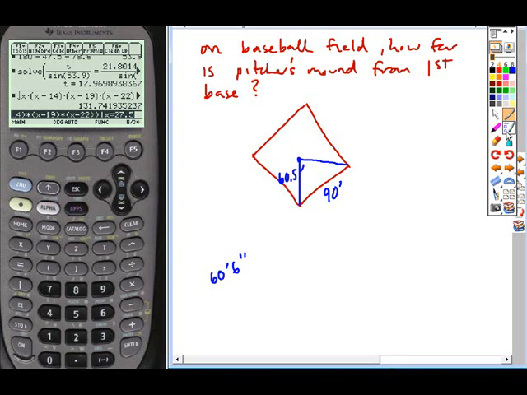Hold on, let me come back here. What is it that we're working in? Do we know anything else about this diagram? The pitcher's mound and first base are cut at what angle? Do we have enough information to find this distance x? I want you to see if you can solve for that, please.